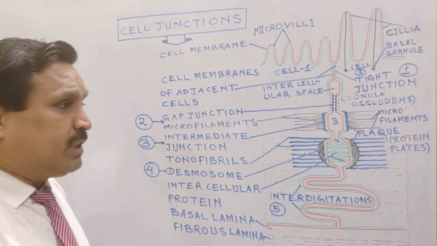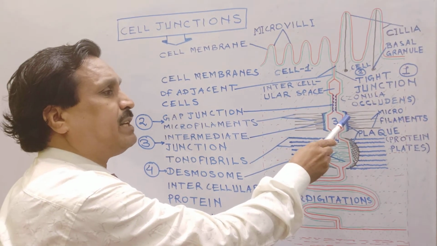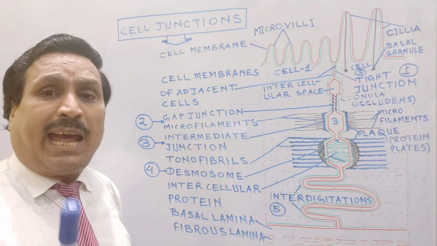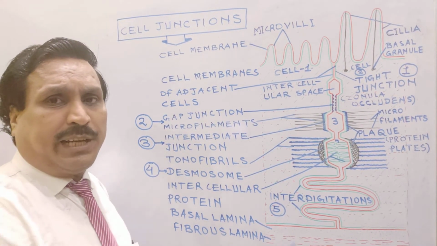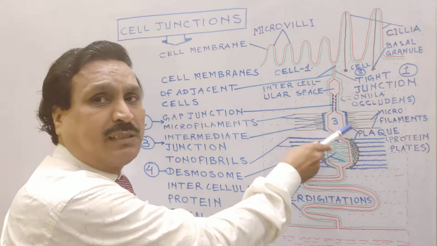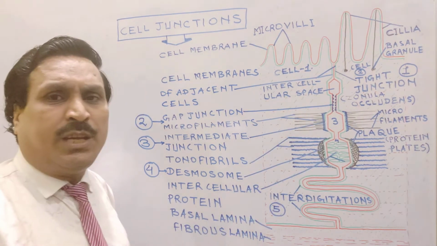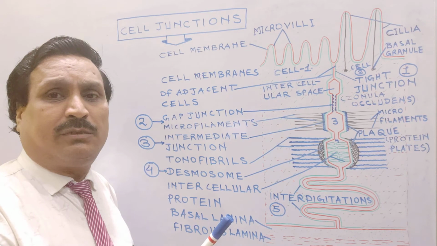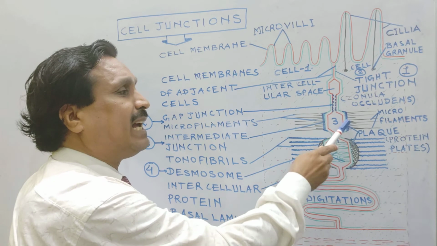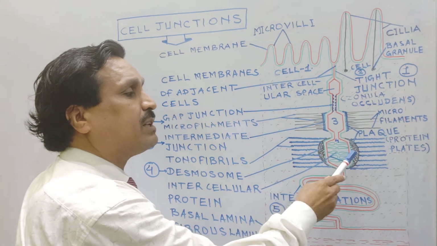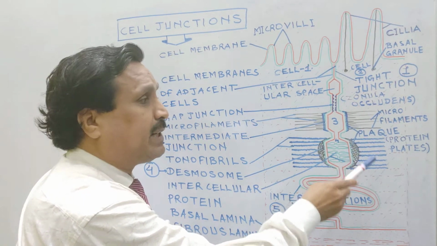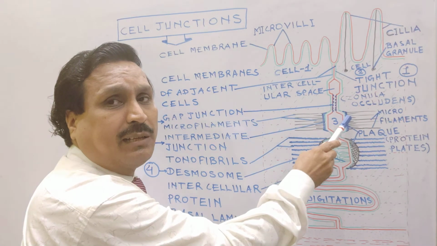Number 1, plaque-like structure is present in intermediate junction as well as in desmosome. But as you are visualizing, in intermediate junction, the plaque-like structure is in the form of a belt, whereas in case of desmosome, this plaque-like structure is quite thicker than that of intermediate junction. This plaque-like structure formed of protein is quite thicker than that of this intermediate junction.